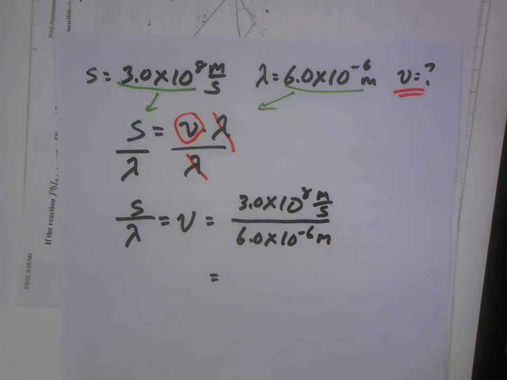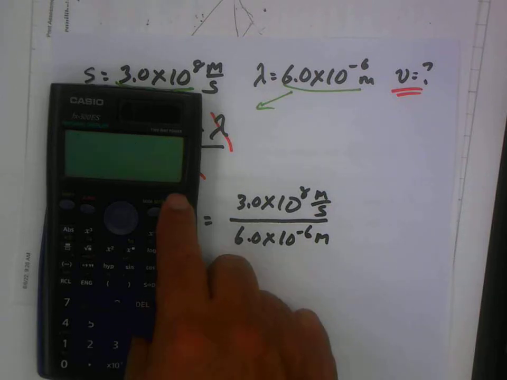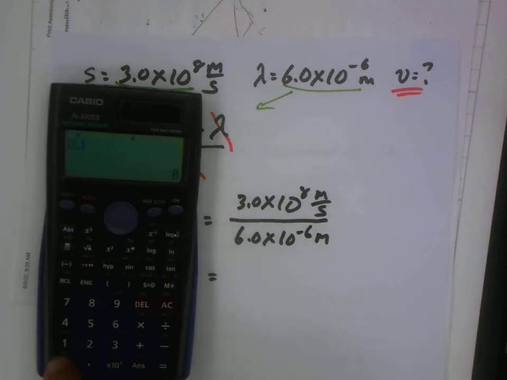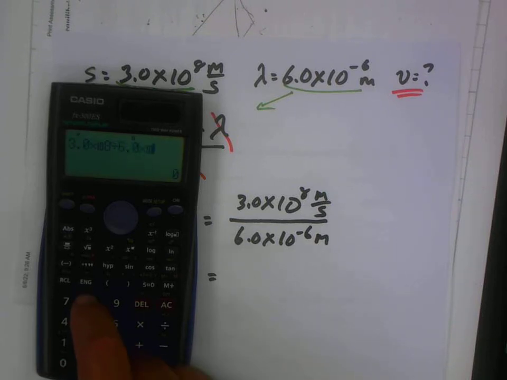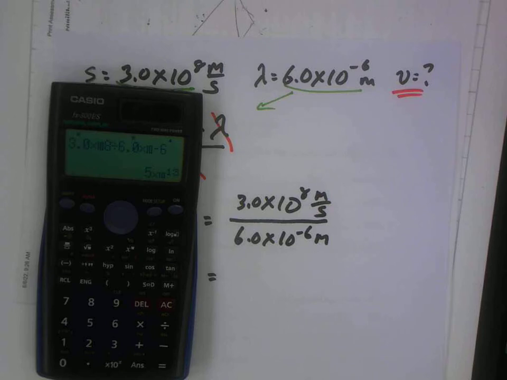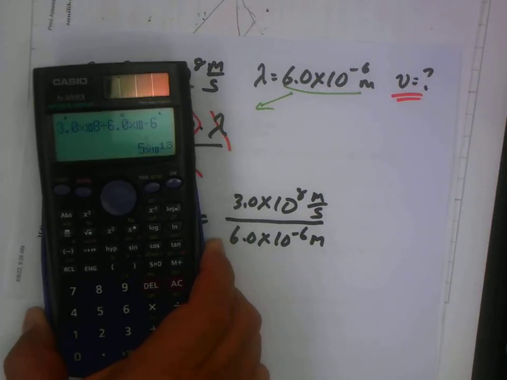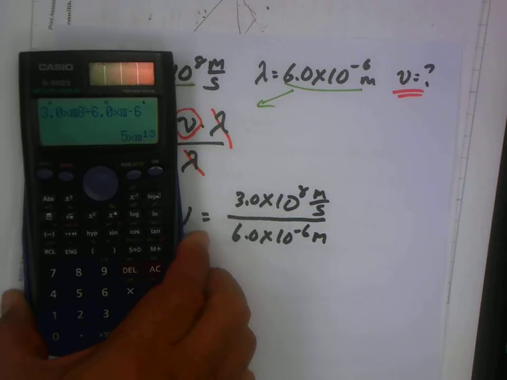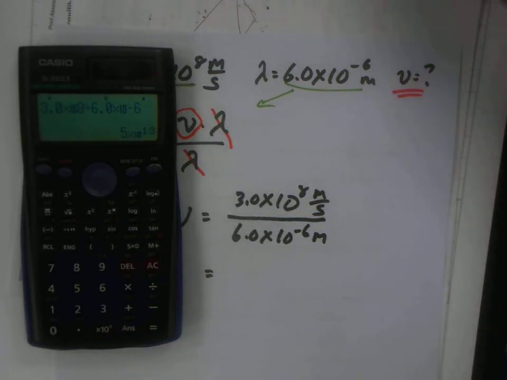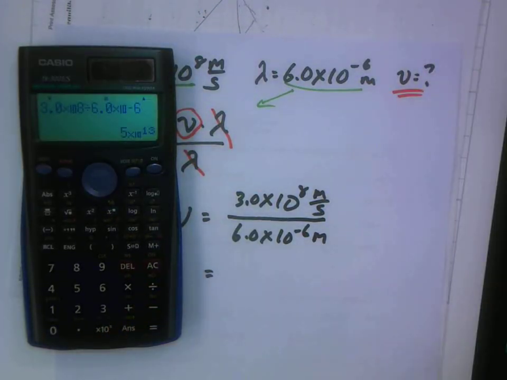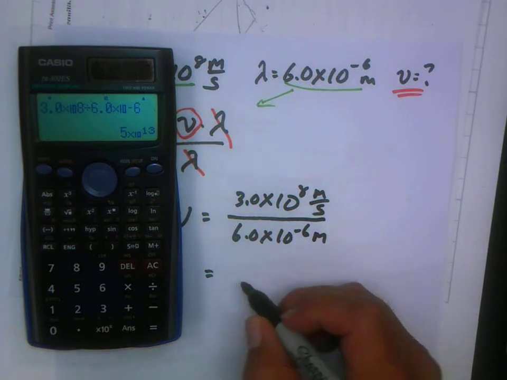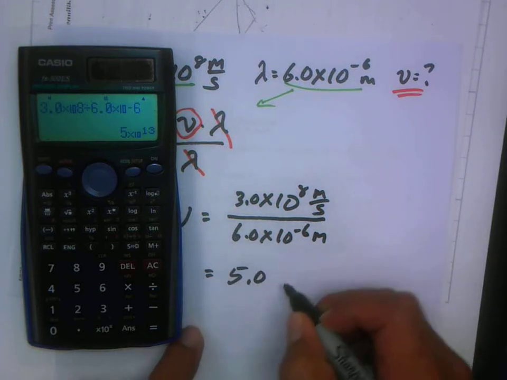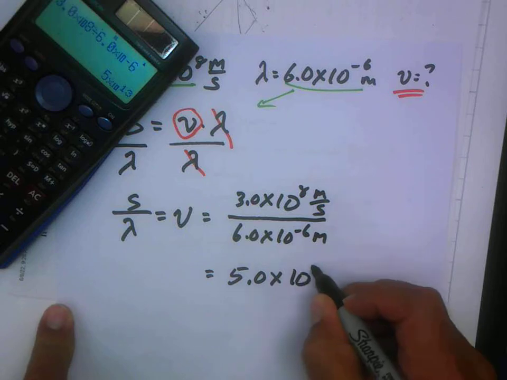And if I plug it into the calculator, 3.0 times 10 to the 8th divided by 6.0 times 10 to the negative 6th, what I get is 5 times 10 to the 13th. So that's going to be our answer. 5.0 times 10 to the 13th.